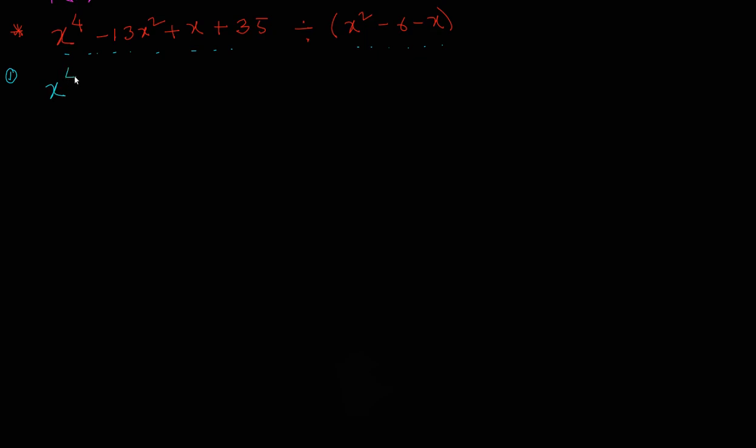x power 4 is my highest term. Then after x power 4 there is no x cube, so I'm going to skip it. And then the next term is x square, so negative 13x square, and then plus x plus 35. So in essence my terms are already in order. So let's do the divisor. My highest term is x square, and the next highest term is negative x, and then negative 6. So I am done with step number 1.